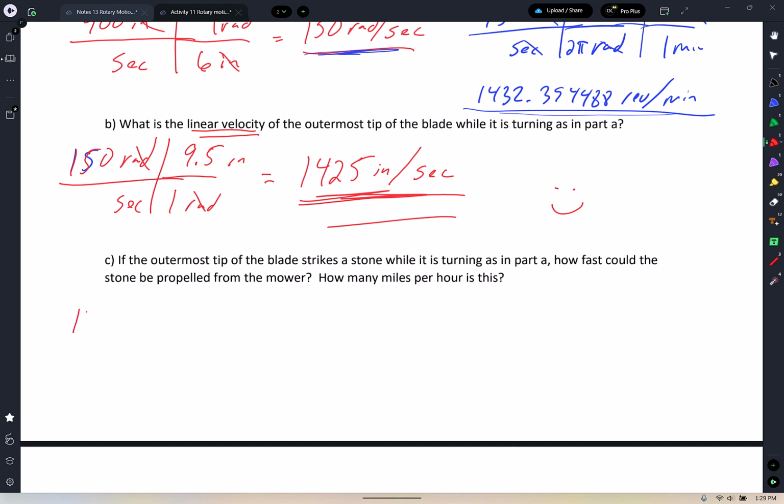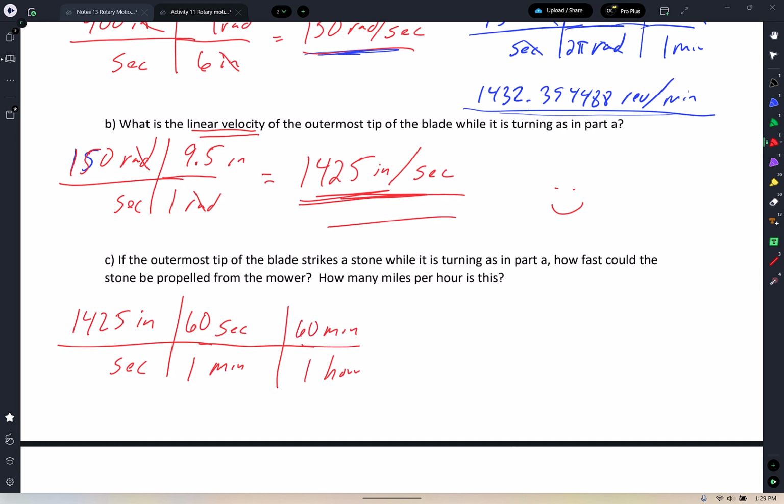Now how fast is this in miles per hour? So you're going to go 1425 inches per second, and I'm converting this to miles per hour, guys. So let's do the seconds converting to hours real quick. I'm going to go seconds to minutes, so I'm going to put seconds here, minute here. And I'm going to go minute to hour, so minute up here, hour here. In 1 minute, there's how many seconds? 60. And in 1 hour, there's 60 minutes. So we've taken care of the seconds. We have hour in the bottom.